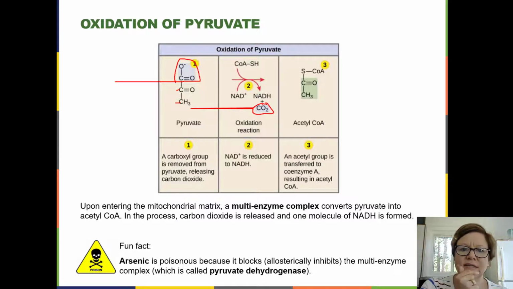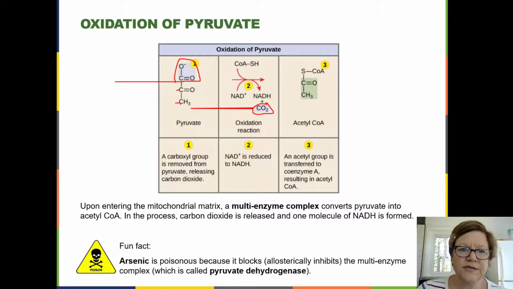So carbon dioxide is released when it is broken off of a molecule. When it's on the molecule, it is a carboxyl group. When it's broken off, it's carbon dioxide. So that's our first production of carbon dioxide right there. You can also see that NAD plus becomes NADH.